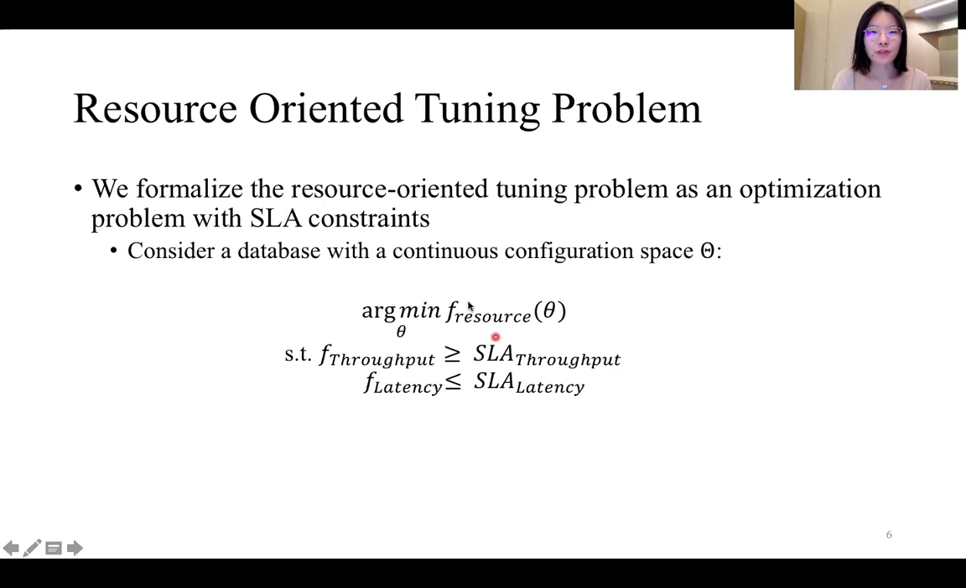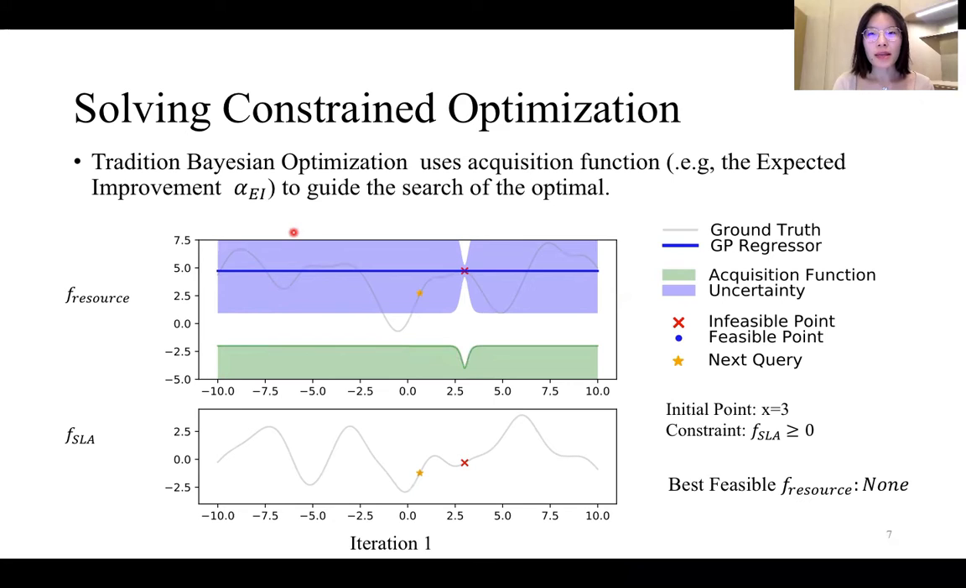We formalize the results-oriented tuning problem in this slide. We define it as an optimization problem with constraints. We loosen the performance goal to satisfy the SLA in the constraints. The constraints are defined by the throughput and latency of the default configuration, since we assume the configuration before tuning satisfies the SLA. We use the extended Bayesian optimization to solve the problem.